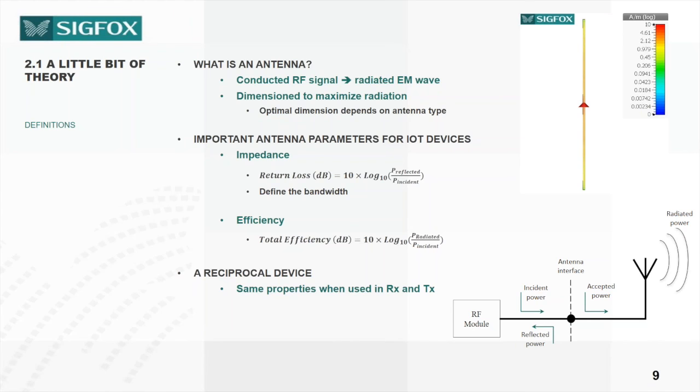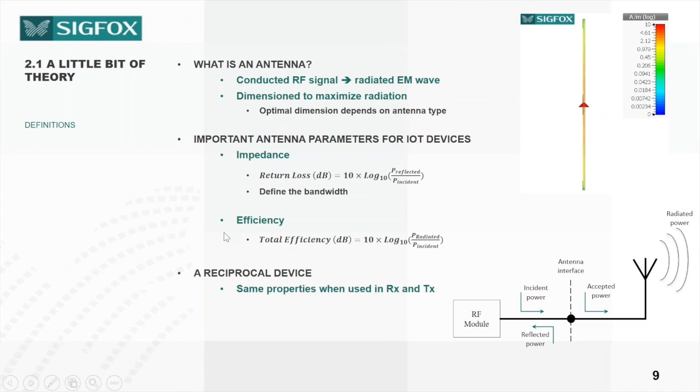So at the antenna interface, we have some RF power coming from the RF module, and this incident power will be partly reflected and partly accepted by the antenna. Then what is accepted by the antenna will be radiated. The return loss is the ratio between the reflected power and the incident power, and this parameter defines the bandwidth of the antenna. Which means that first the energy coming from the RF module needs to go inside the antenna, and then it can be radiated.